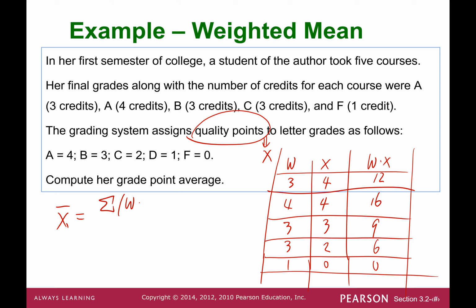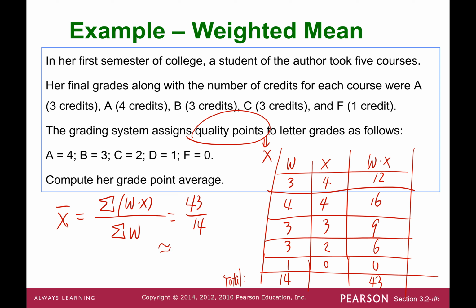Now in order to calculate the weighted mean, sample mean equals summation of W times X over summation of W. So you need to sum up 2 things. You get a total of the weights, total credits, 7, 10, 14, right? 14 credits. And you also sum up the products. 12 plus 16, 28, adding 9, 37, adding 6, 43. All right, so now you basically just find the quotient of those two, 43 by 14.